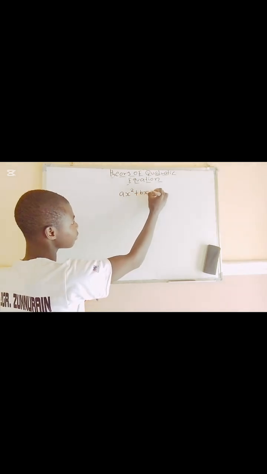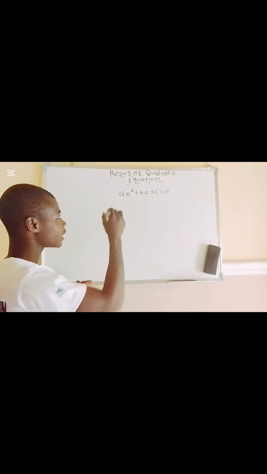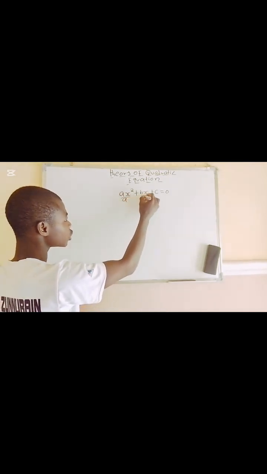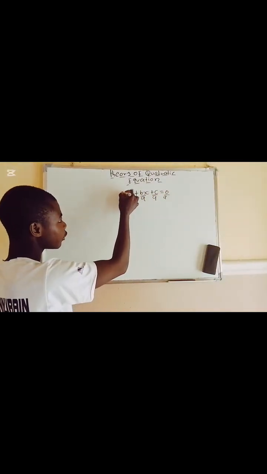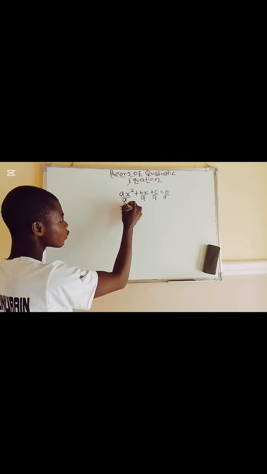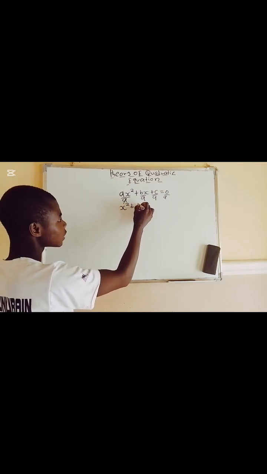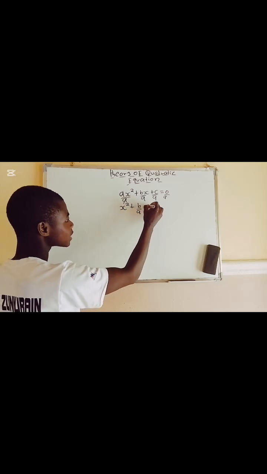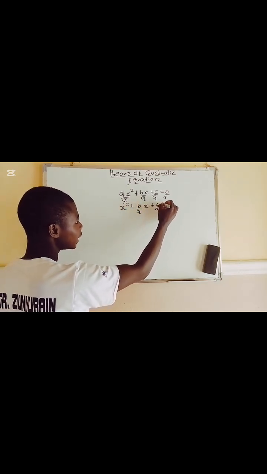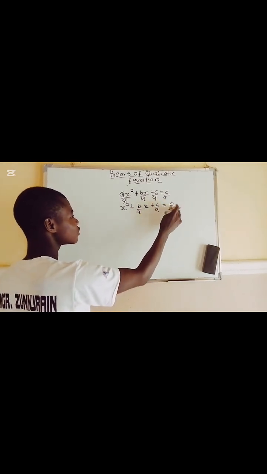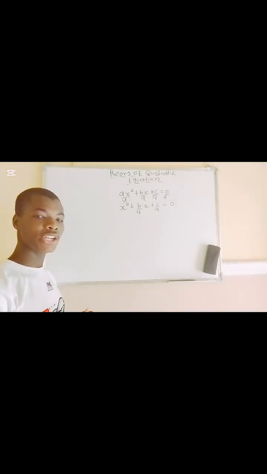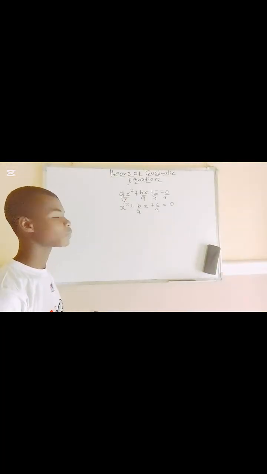bx plus c, it will be equal to 0. We all know that. Suppose I divide both sides by the coefficient of a, so therefore a will cancel. It will be equal to x squared plus b over a x plus c over a, equal to 0. It becomes automatically 0 because 0 divided by any number will be equal to 0.